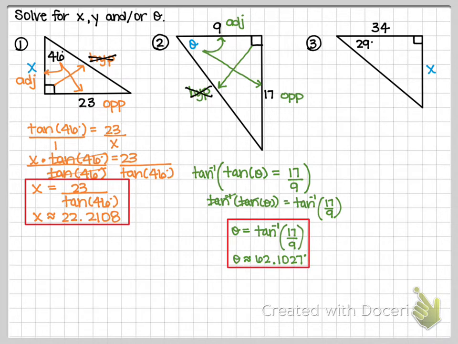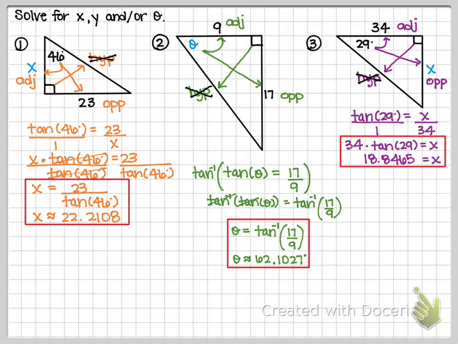Hey, why don't you see if you can do 3 all the way through and then come back and check your work. Okay, so I identified my sides and figured out what the ratio is with opposite and adjacent. It is going to be tangent. So we do tangent of the acute angle 29 is equal to x over 34. Cross multiply to get the x by itself. You don't have to do any division here. And then go ahead and type this directly into the calculator.